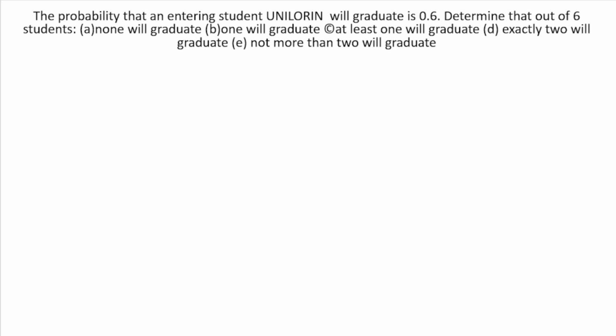So now, this is the last question here. The probability that an entering student in Ilorin will graduate is 0.6. Okay? Then the P here already, you know that it is what? 0.6. And the Q is 1 minus P, which is what? 0.4. Okay?